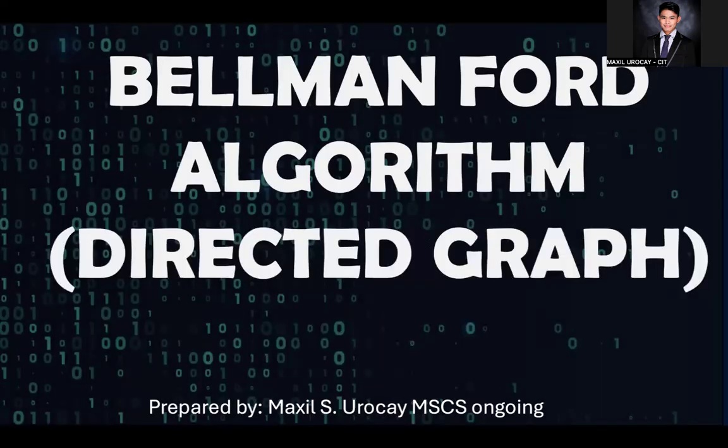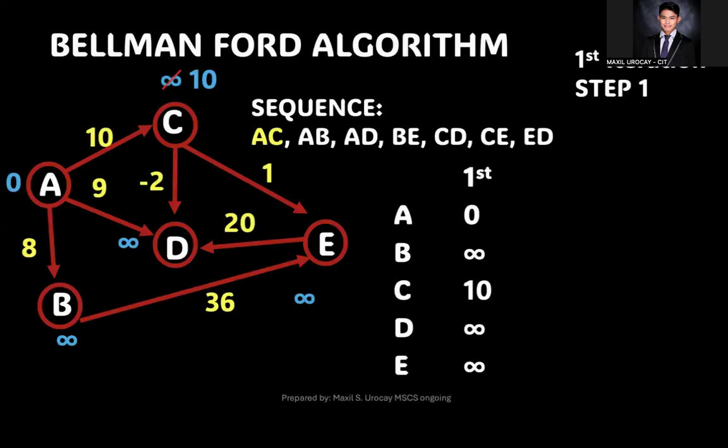The first step that we will do, as mentioned, is to gather all of the edge sequences. In an undirected graph, you would transform that into a directed graph so that you can follow each path or sequence. So that will be AC, AB, AD, BE, CD, CE, ED. That's how you will do it.